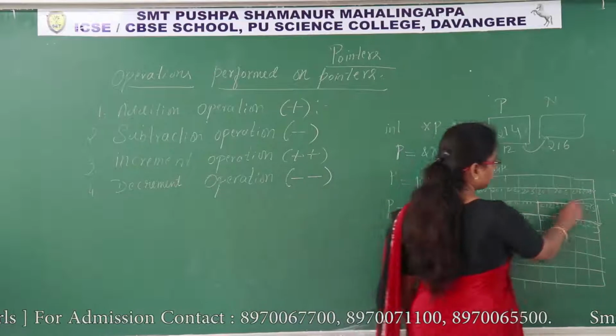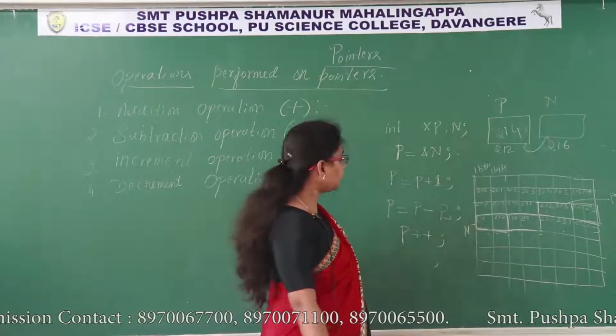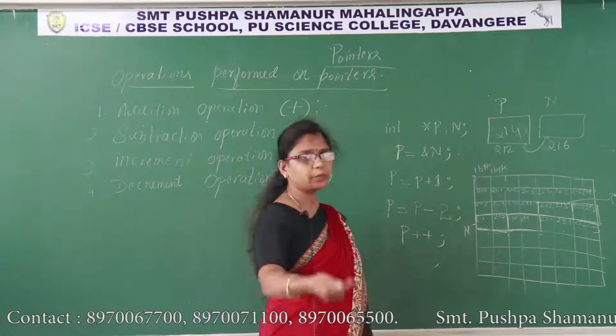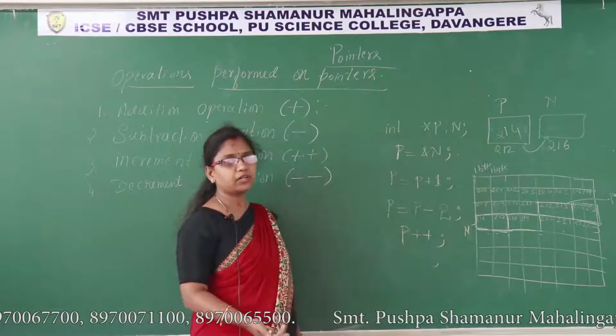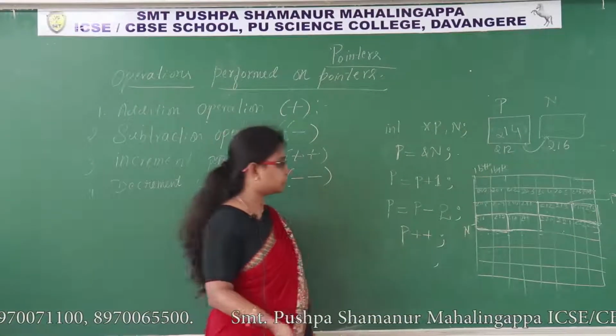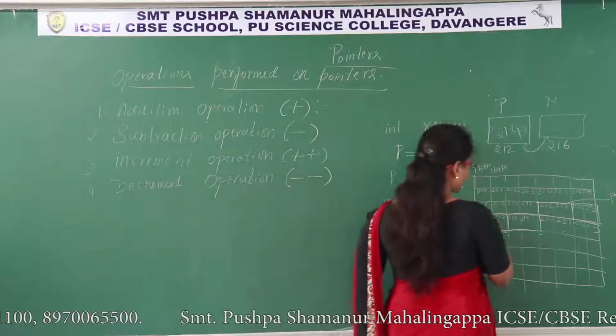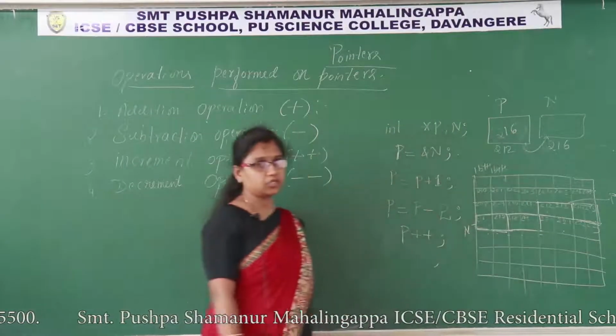214. This memory location is pointed by P. Now P plus plus means 1 time increment. So 1 time increment means based on the type of pointer. Pointer is an integer type, so 2 bytes of memory will be incremented. 216. So now this pointer contains 216.